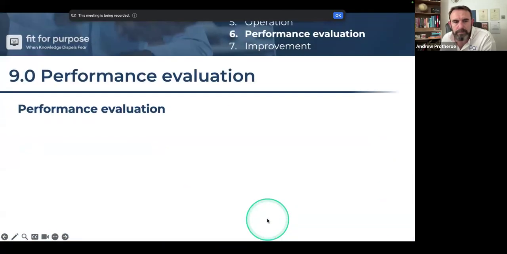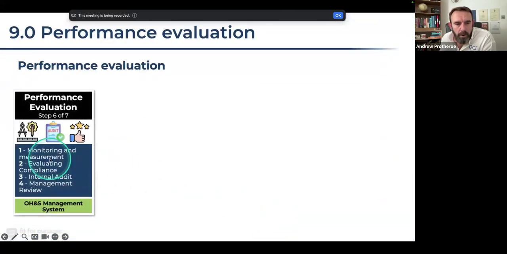Performance evaluation. Monitoring and measuring, evaluating compliance, internal audit, management review. Monitoring and measuring: what we're going to monitor and what we're going to measure. Well, the stuff that you're doing. Don't make it up for the auditor.